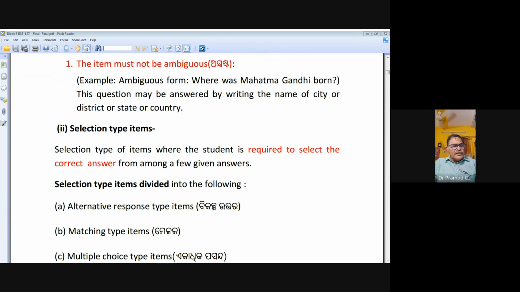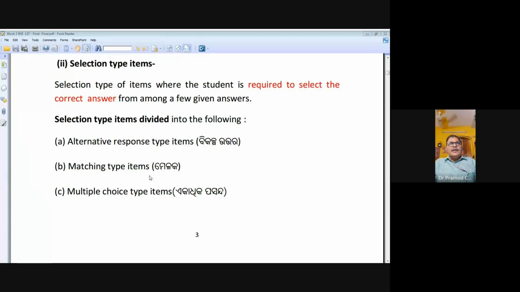Then we'll have to discuss regarding the selection answer type question. Selection means here you are required to select the correct answer. You will have to select the correct answer, and we can say the example we can give the alternative response answer and matching the test and multiple choice questions. You know that alternative response test is nothing but we will have to choose. Alternate response means vikalpa uttara we will have to choose.